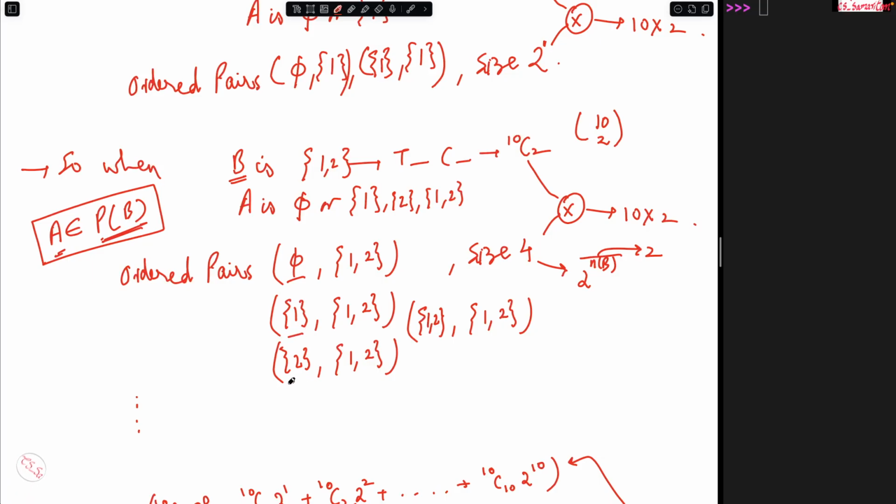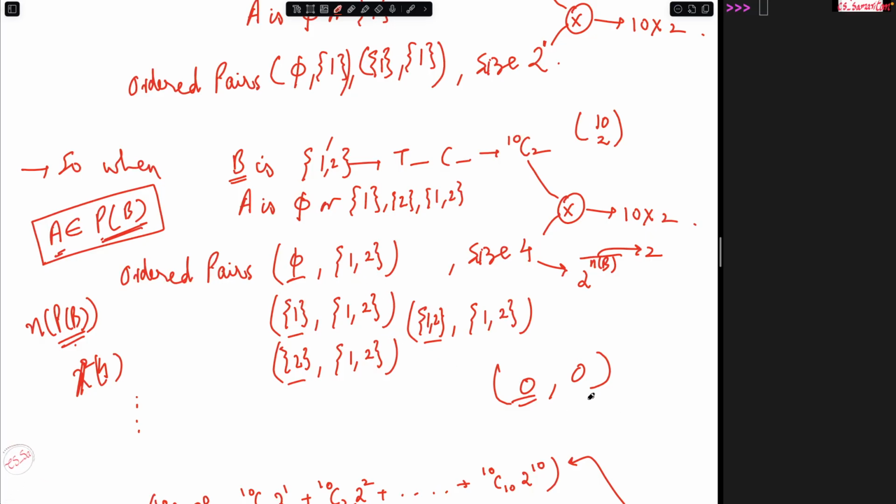that many ordered pairs. An ordered pair has two portions, right? Left portion and right portion. The left portion can take possibilities equal to the cardinality of the power set of B, because B has 2 elements, so the power set is going to have 2 raised to the power of 2, that is 4. So 4 possible cases are present because of that.